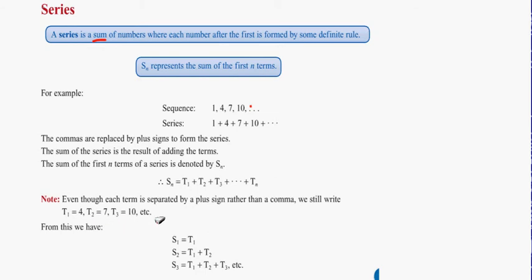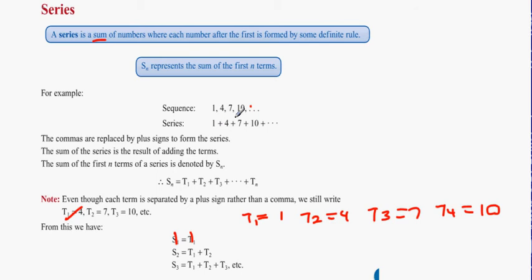But actually I think that's a small mistake there. If you look at this carefully, T1 is 1, T2 is 4, T3 is 7, and T4 is 10. So for example, S1 is the same thing as T1, so S1 is 1, T1 is 1.